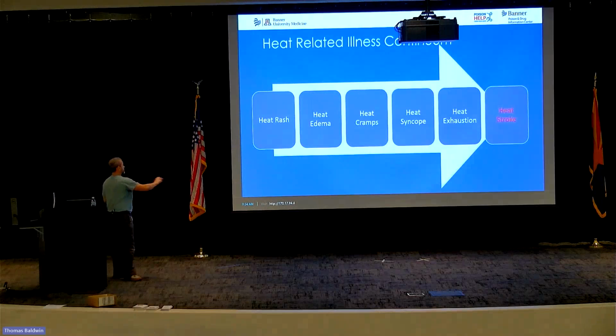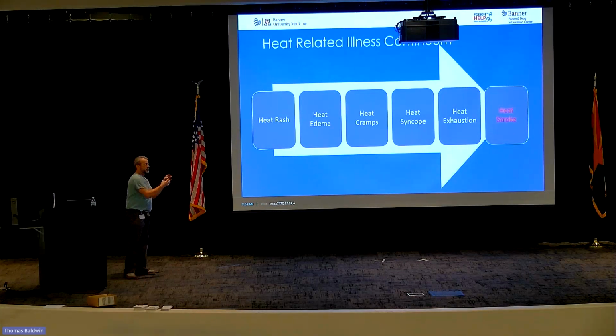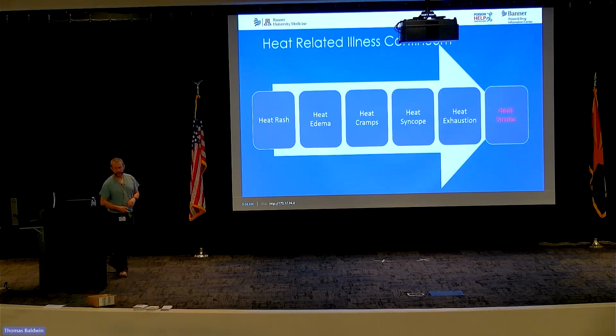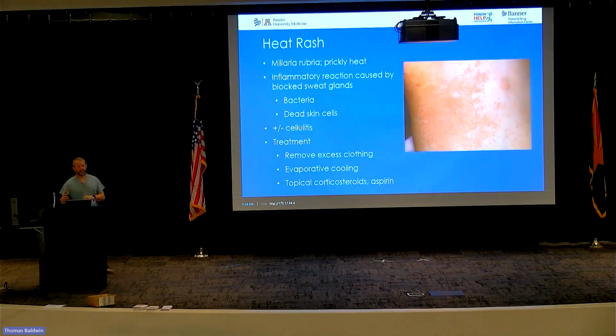So on the spectrum, on this continuum, we can see patients with discrete presenting symptoms as listed on here, but we really ought to think of heat-related injuries as something that occurs on the spectrum. And certainly the more we move towards heat syncope, exhaustion, and stroke, we really ought to think of them as having gray areas of overlap between them. So we'll start off with heat rash.